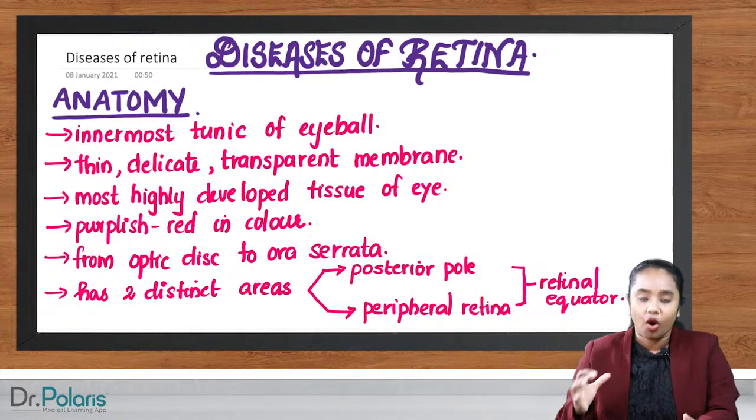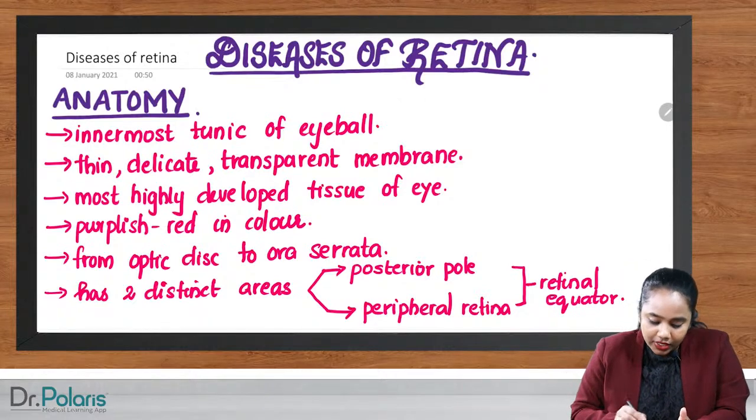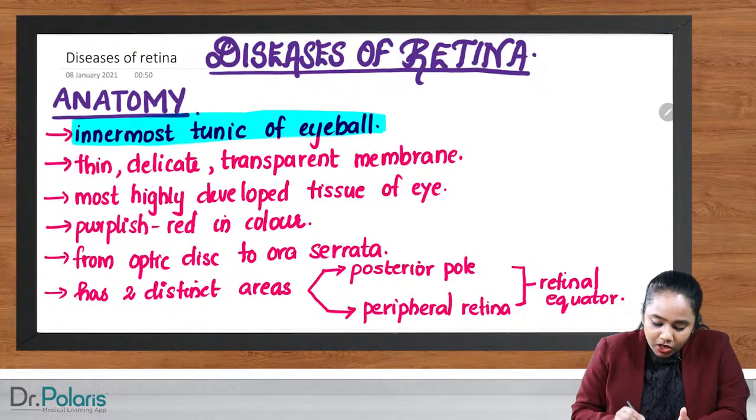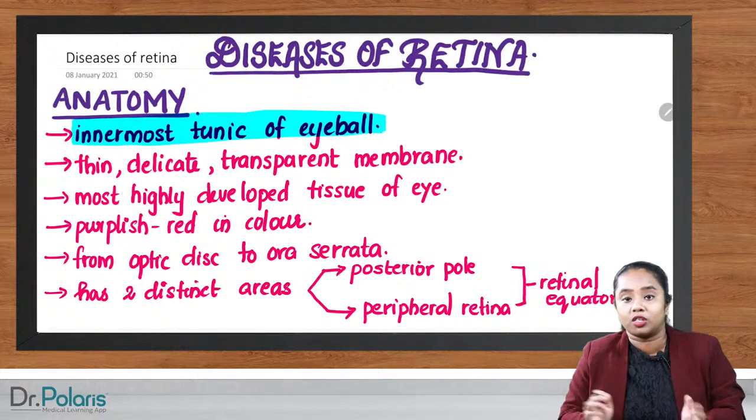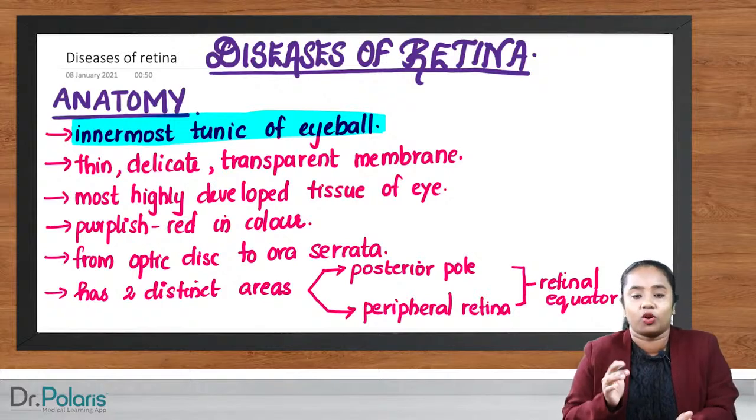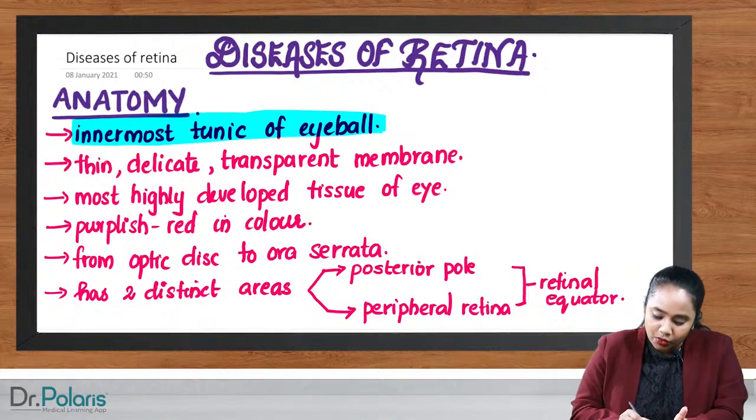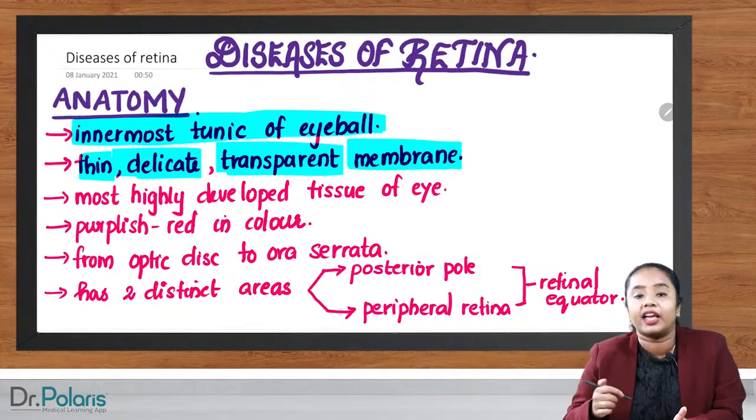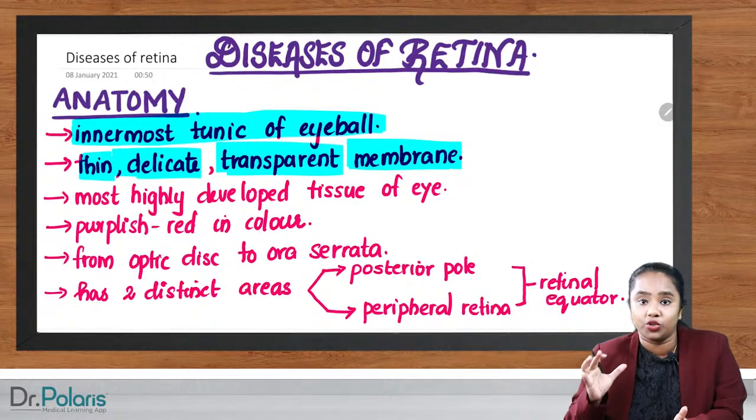To start with, a small session on the anatomy, a few things that we should know in the case of the retina. It is the innermost tunic of the eyeball. We know the eyeball is a rounded, globe-like structure, and the innermost, most neurosensitive area of the eyeball is mainly constituted by the retina. It is a very thin, delicate, transparent membrane and the most highly developed tissue in the eye.